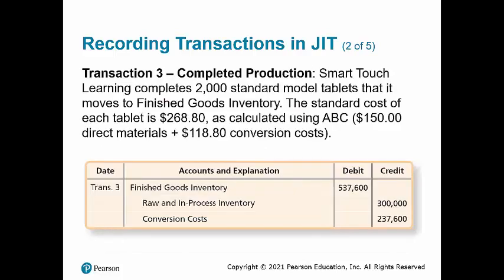Next, we are going to record the completed production. If Smart Touch Learning completed 2,000 standard model tablets during the period, we would take the standard cost of $268.80 as we calculated previously using activity-based costing. We would multiply that by 2,000 to get the debit to finished goods inventory of $537,600. Then we would take the $150 for direct materials multiplied by 2,000 tablets to get the $300,000 that we would credit to raw and in-process inventory.